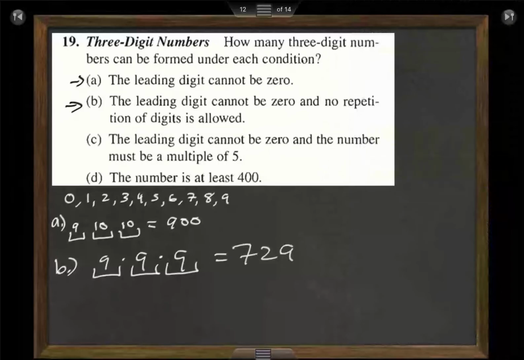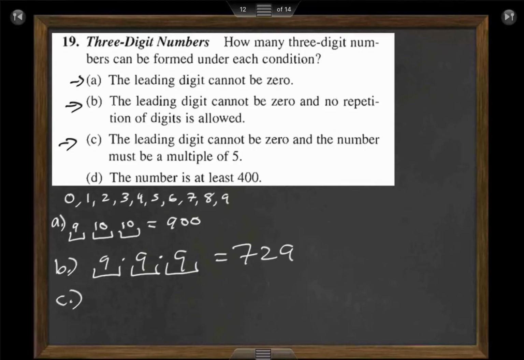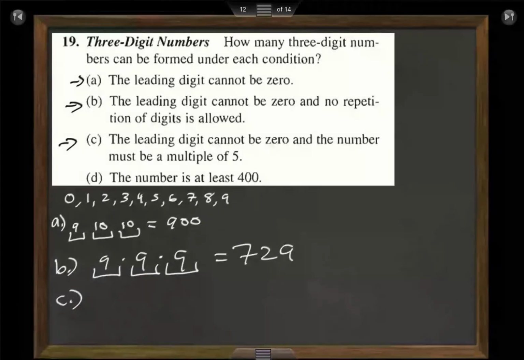Okay, C. I'll go ahead and do all of these since somebody asked about C. The leading digit cannot be 0, and the number must be a multiple of 5. Now, how do you know if a number is a multiple of 5? Think about that. The way you know a number is divisible by 5 is that the last digit has to end in a 0 or a 5. Any number that ends in a 0 or a 5, you know is divisible by 5.